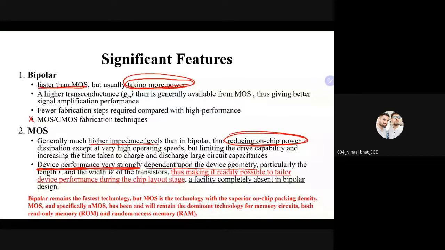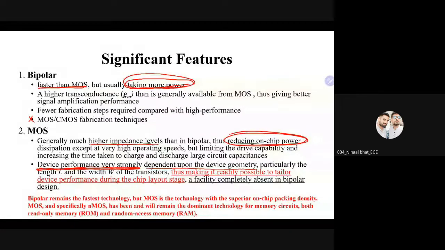So this gives us an advantage that we can tailor it. We can cut the length and increase the width, or decrease the width or increase the length as per our demand, so that we can make it compatible with our desired performance. So this parameter, that device performance is strongly dependent on device geometry, makes it readily possible to tailor the device performance during the chip layout stage. Chip layout stage is the manufacturing stage. So when we manufacture, we can tailor these MOSFETs. We can adjust the geometry in such a way that it fits our application.